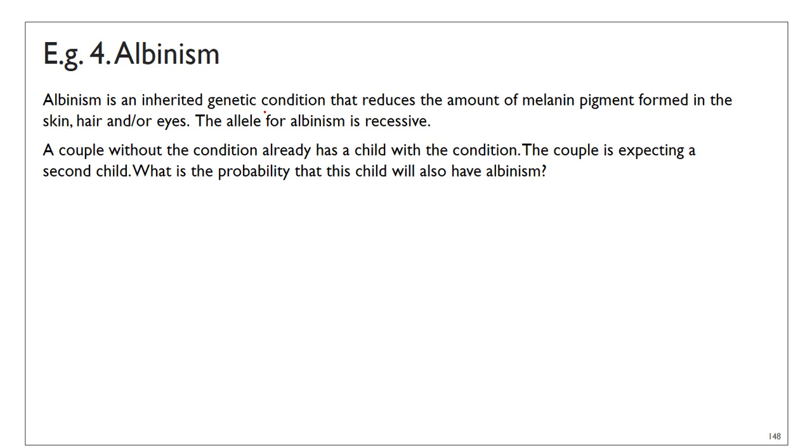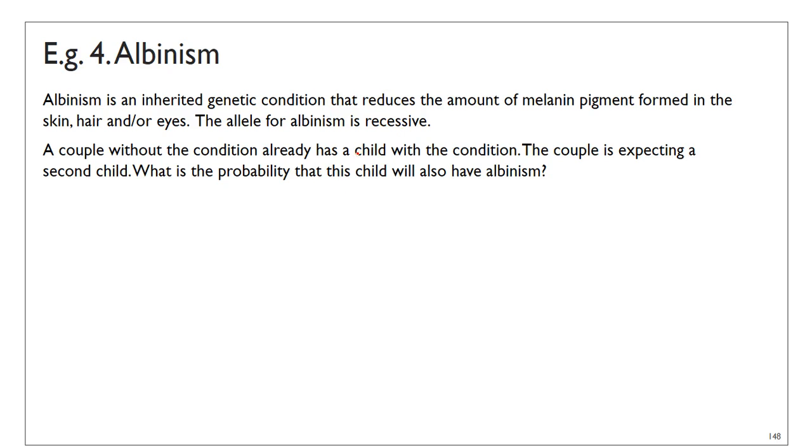So albino people or organisms, it could have happened in animals as well. They just have a lot less pigments in their skin and eye and hair color than normal. And the allele for albinism is recessive. So this is a recessive genetic condition.